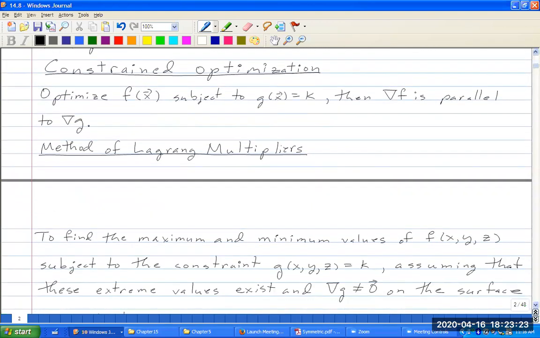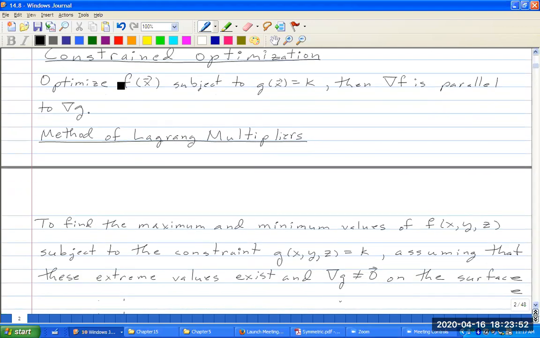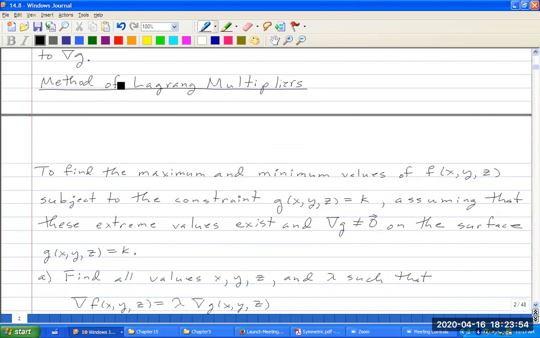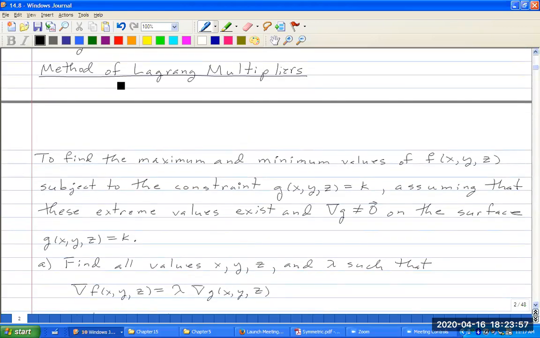So let me restate this in a slightly less general case. Suppose I want to optimize f of x subject to g of x equaling k. Then the gradient of f is parallel to the gradient of g. So that's just a restatement of what this says.